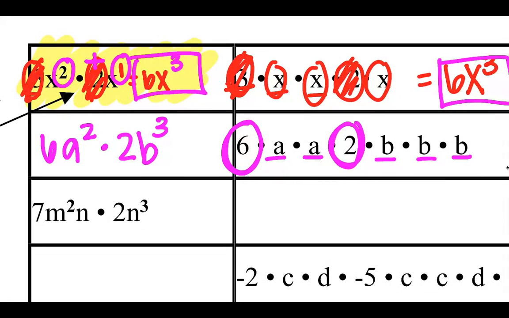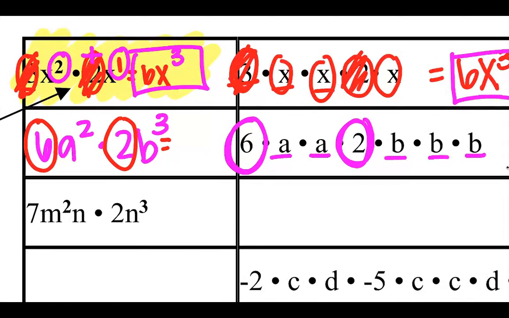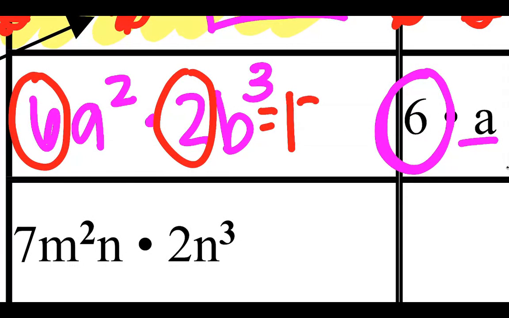Now I can simplify this even further. I can say 6 times 2, which is 12. Now notice a and b are not the same base. So I can't combine those and say I have a to the 6th power or b to the 6th power. They're not the same thing.